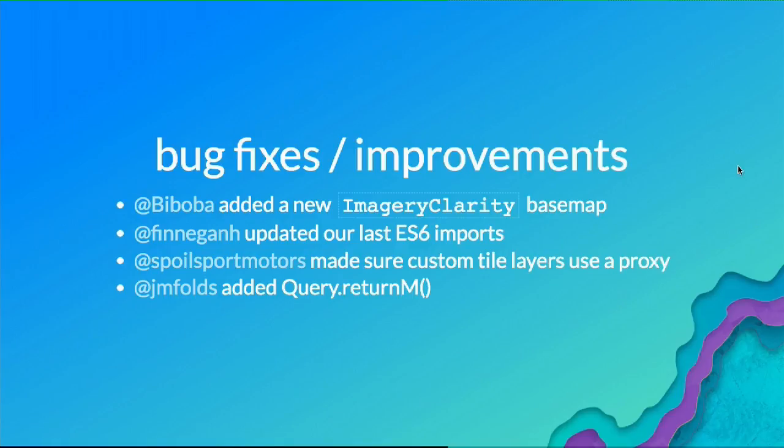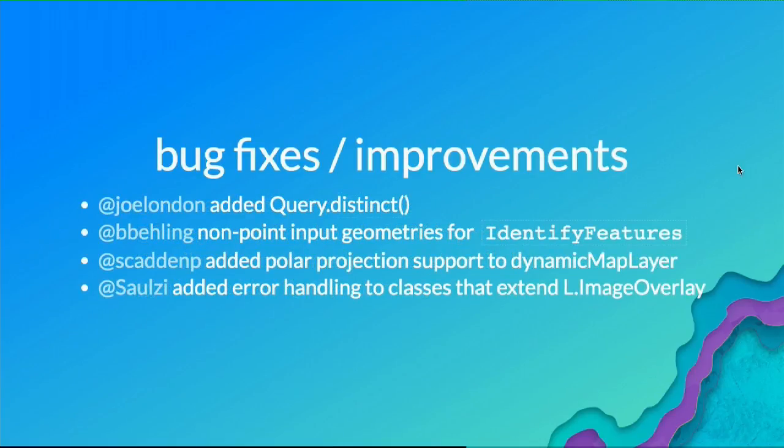Jeremy Folds added a new method on query to make sure that they could return that M value. So some people are working with feature services that have linear referencing coordinates in addition to just X and Y or X, Y, and Z. So he added that. Joe London added another one to query where he wanted to only fetch distinct matches. He didn't want to have any duplicate attributes in the response.